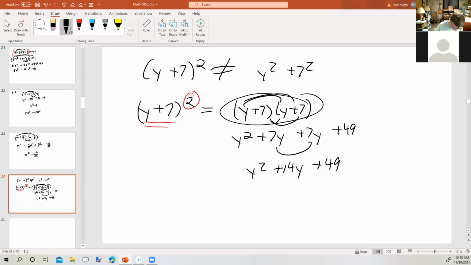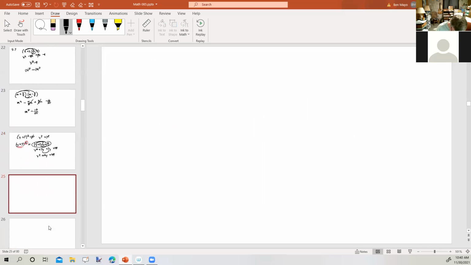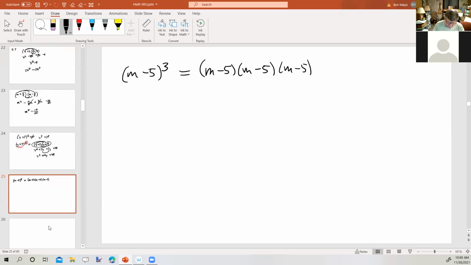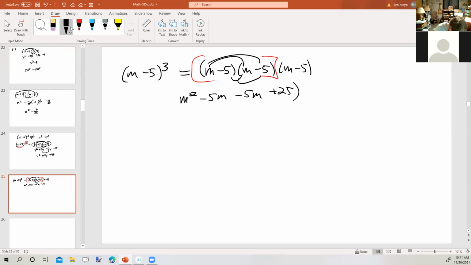Let's say we've got something like this. M minus 5, but the quantity is cubed. So now we have 3 identical factors of m minus 5. We can only multiply together 2 of them at once. So we'll do the first 2 first. This is m squared minus 5m minus 5m plus 25, which further combining, we get m squared minus 10m plus 25.